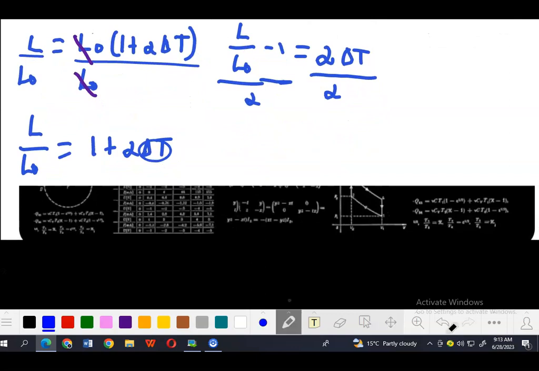So what we are going to have will be L divided by L naught, minus 1, and all of this is going to be divided by alpha, and all of this is equal to delta T.